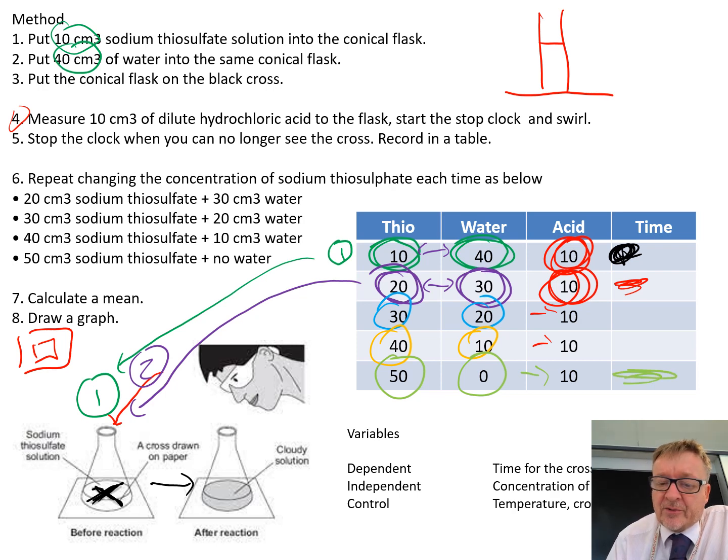Now remember your variables. The dependent variable, what you measure during the experiment, is the time. The independent variable, what you're changing between the practicals, is the concentration of the sodium thiosulfate. The control variables are the temperature of the room, the cross that you're using, the person, and also the amount of acid being used.